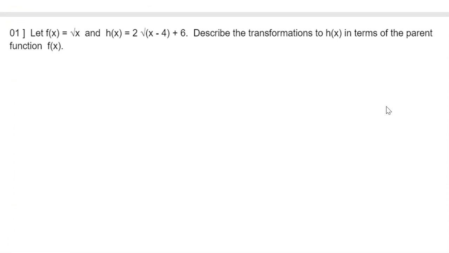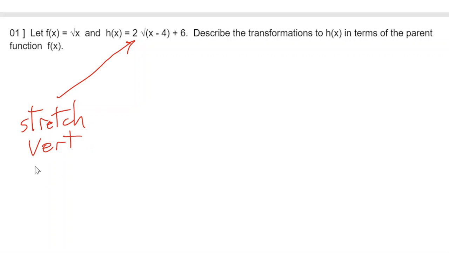All right, let's start with number 1. Let f of x be this, h of x be that. Describe the transformations to h of x in terms of the parent function. So f is the parent function, and we have done several transformations to this guy. So we're going to talk about this, which is going to stretch it vertically by a factor of 2.